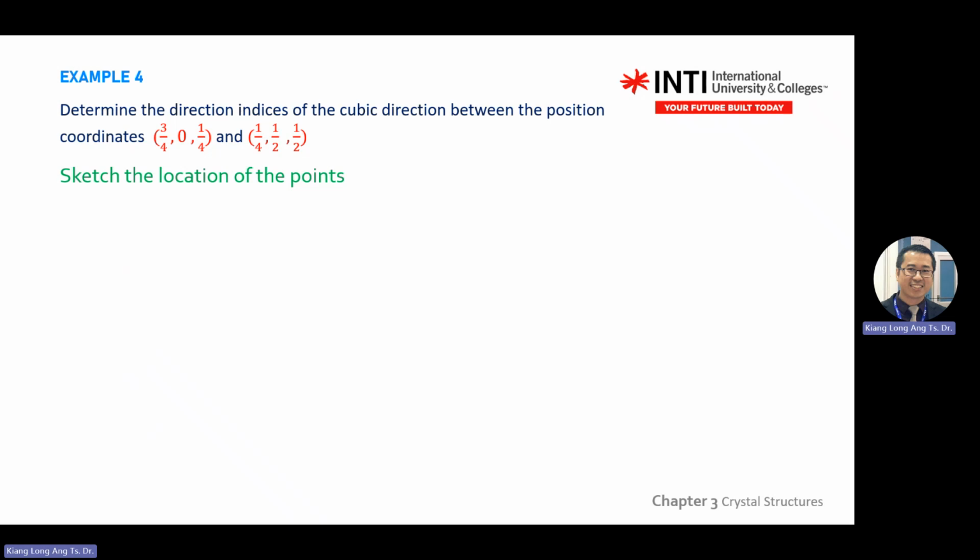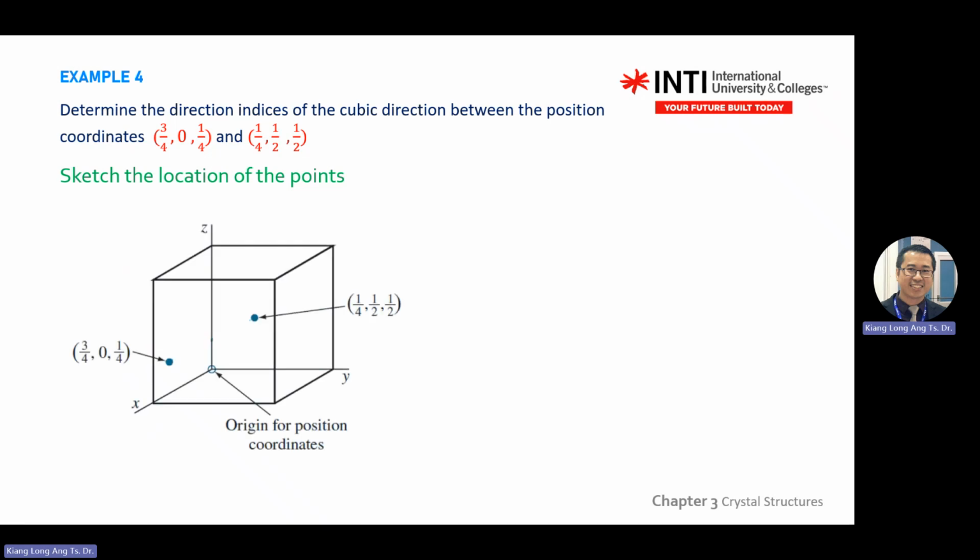How do you do it if you're given these two values: 3 quarter, 3 quarter, 0 quarter, and 1 over 4, 1 over 2, 1 over 2? You are given these two coordinates. So sketch these two coordinates in a cube. Build a cube, then put these two coordinates inside, assuming a perfect cube with sides 1, 1, 1.